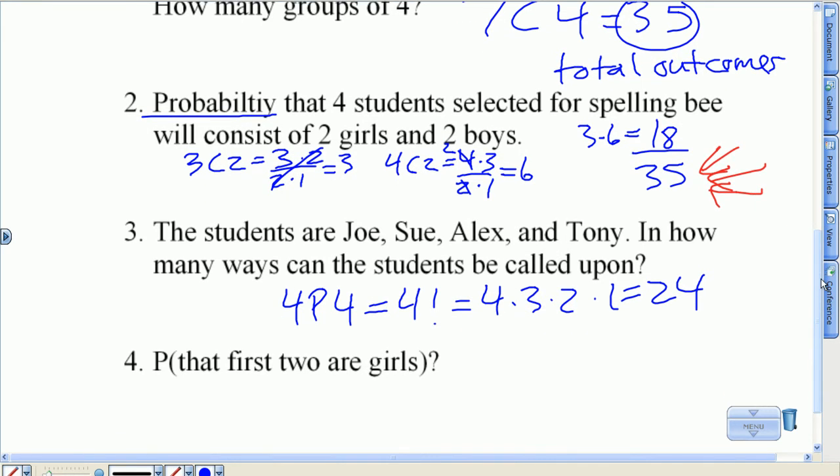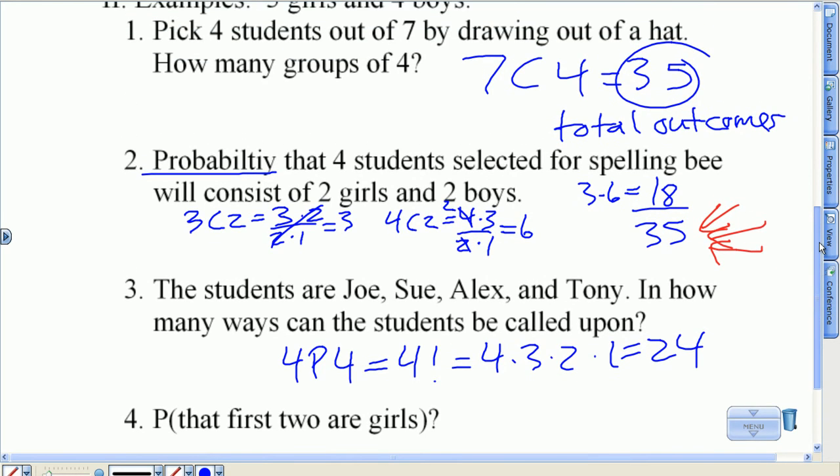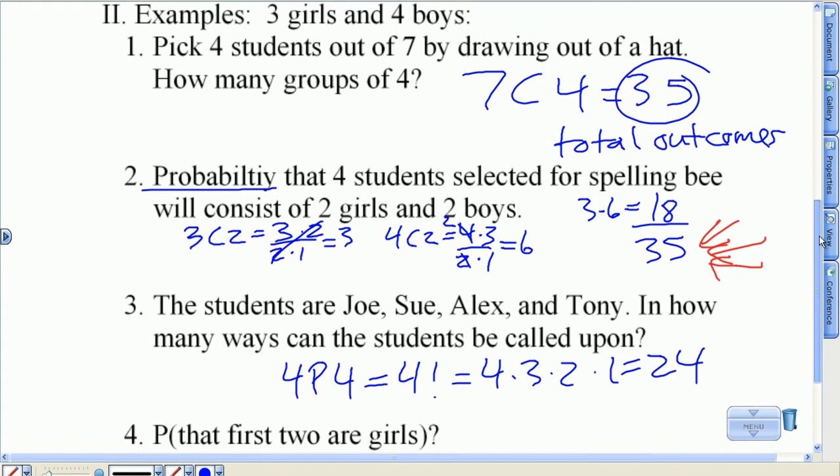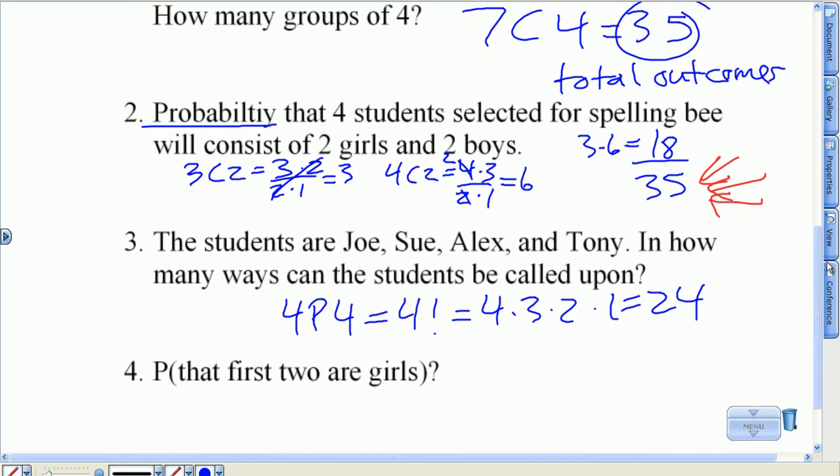What's the probability that the first 2 are girls? Well, the probability that the first person chosen is a girl, think about it, we have 3 out of 7 girls. So say we select a girl. There are 2 girls left. There are 6 students left. 3 times 2 is 6. 7 times 6 is 42. And that's 1 out of 7.